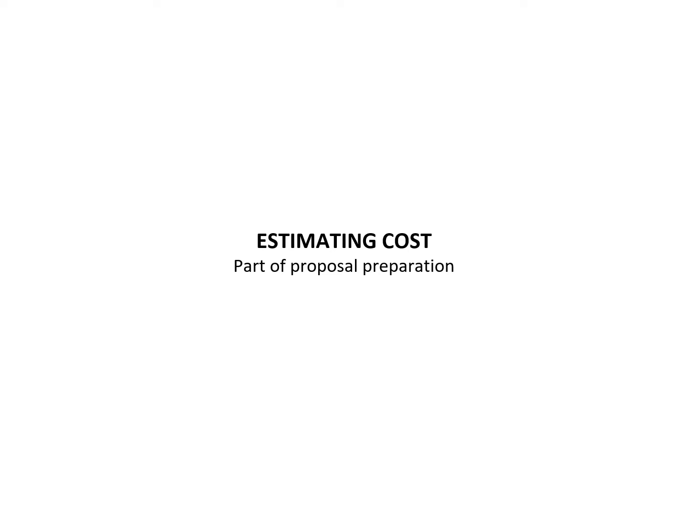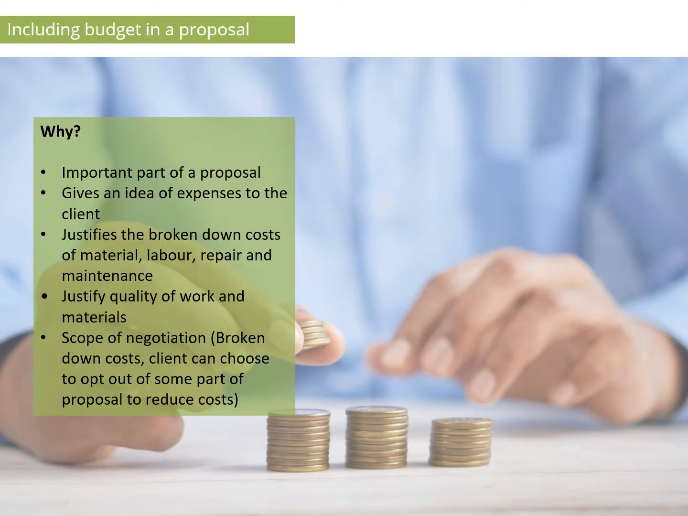Another most important part is cost estimation. Let's look at it in detail. Why is it important to include a budget in a proposal? The main reason is that it gives the overall idea of how much the installation of the whole RRWH system costs, including scope of work, material, labor, repair, and maintenance.